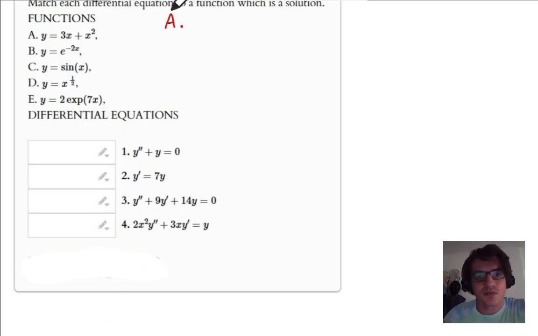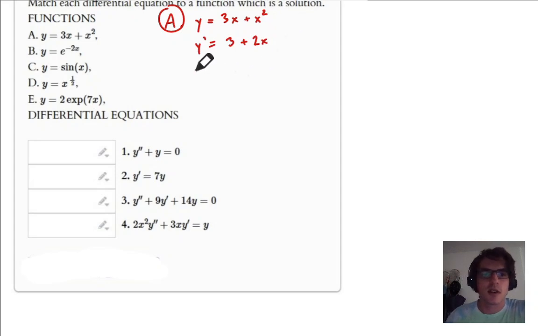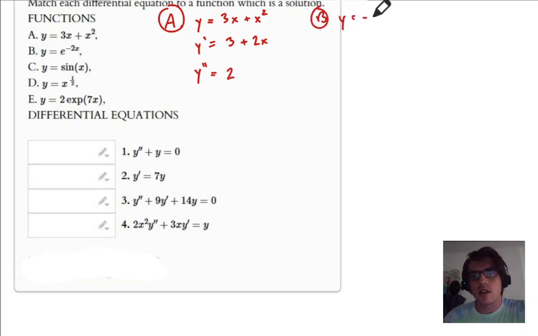So A, y equals 3x plus x squared. We have y already, 3x plus x squared. Y prime would be 3 plus 2x. Y double prime would be 2. B, y equals e to the negative 2x. Remember the derivative of e to the something is e to the something times the derivative of the inside, negative 2. Y double prime would be 4 e to the negative 2x.